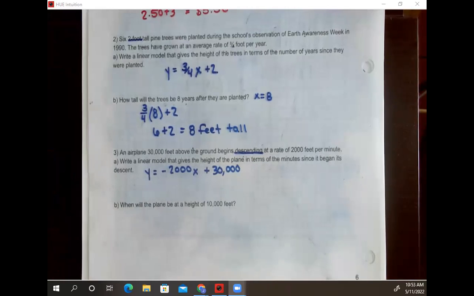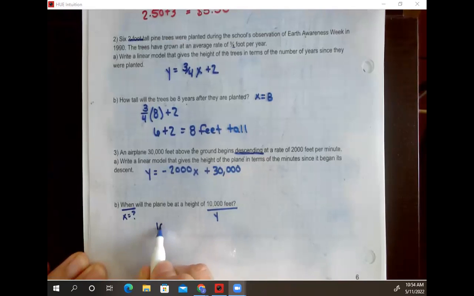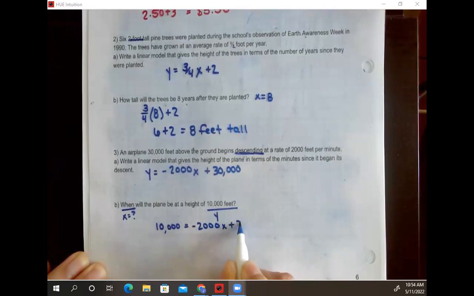And then for number 2, I asked you a slightly different question. Instead of what height will the plane be after 3 minutes of descending, I asked you instead when. So I want to know the x value. That's what I don't know right now. When will the height be at a height of 10,000 feet? So I actually gave you the y this time. Since this is a linear equation, this is pretty easy to set up and solve. So we're going to plug in 10,000 for our y value and solve for x.